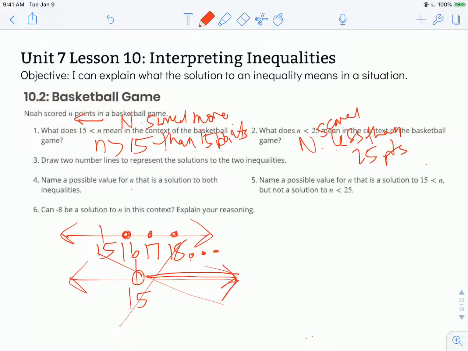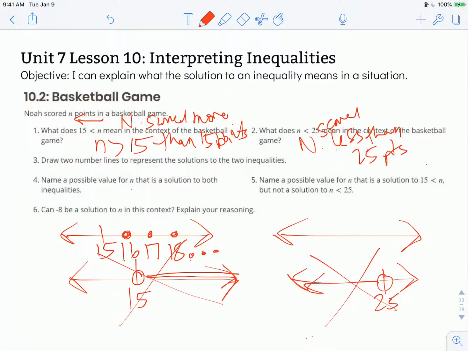For my other inequality, again, we might think to ourselves, well, it's less than 25 points, but not including 25 points, so let's put an open circle there and draw an arrow to the left for less than. But again, in the context of basketball, that's not going to make sense. He has to score less than 25 points. So he could score 24 points, or 23 points, 22 points, and I'm going to draw some ellipses going this way, meaning it continues in that same pattern.